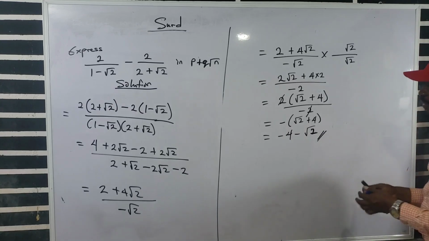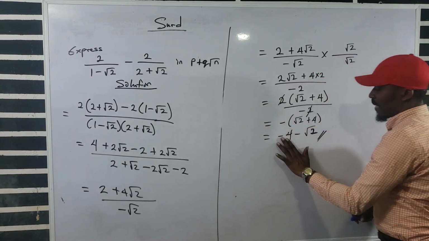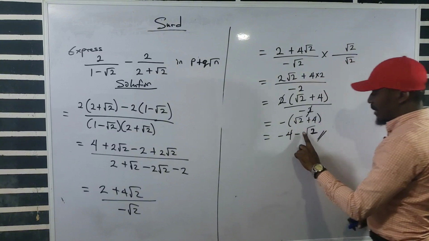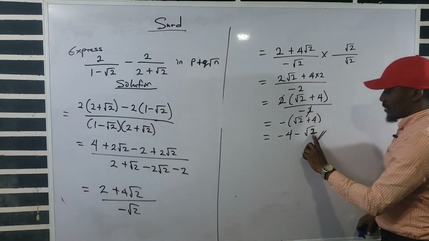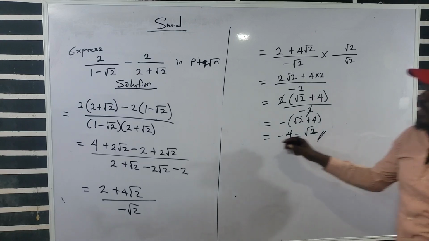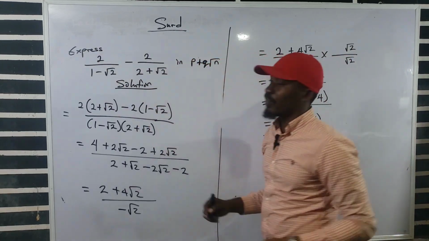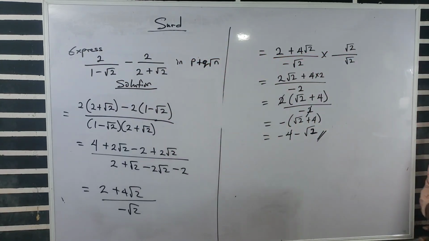Okay, now our P is minus 4, our Q is minus 1. That's why we don't normally write it. Then our M is the what? Is 2. So we have expressed this surd in this form. Okay, so let us look at another type of question.